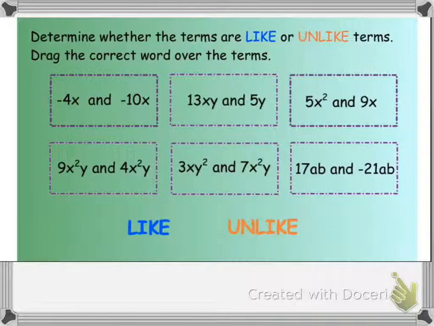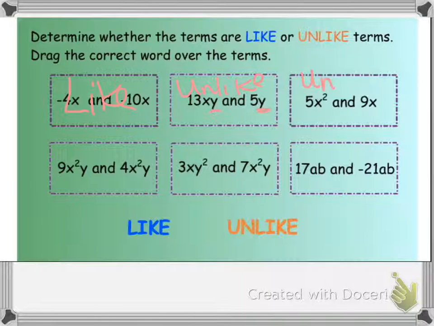Okay, hopefully you paused and you've made your decision as to whether or not these are like terms or unlike terms, and I'm going to tell you the correct answers. This first one, negative 4x and negative 10x, these are like terms. They have the exact same variable, x, and it has the same exponent, which in this case is none. The second one, 13xy and 5y, are unlike. Even though they both have the y, the 5 is missing the x, so that makes them unlike terms.